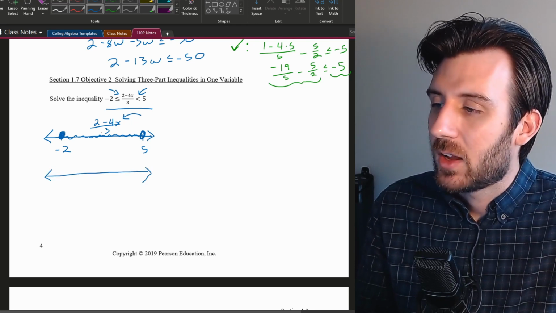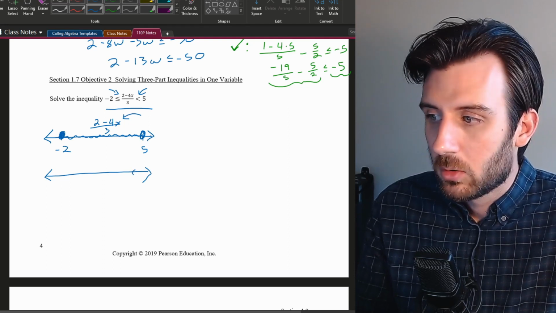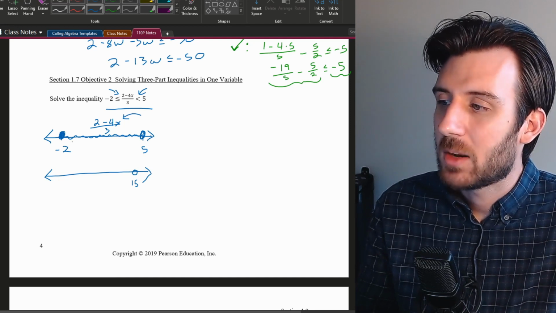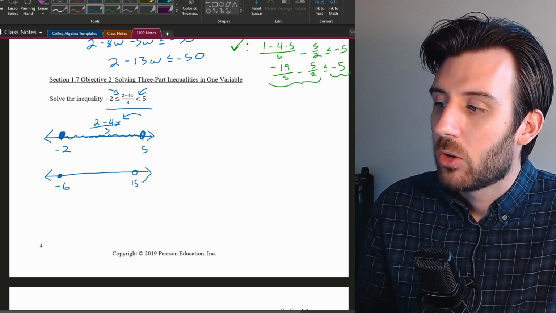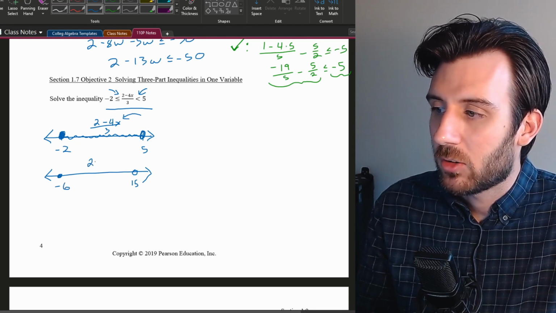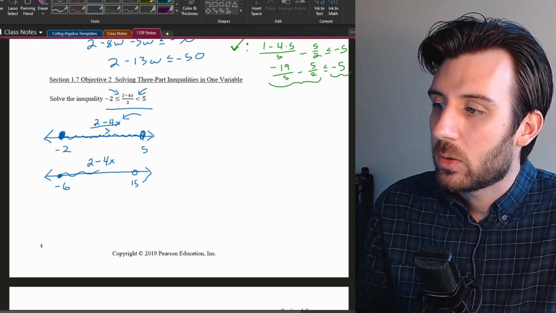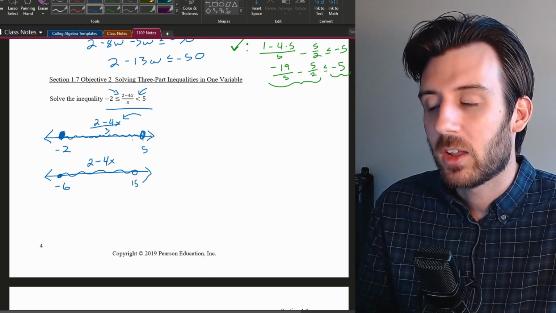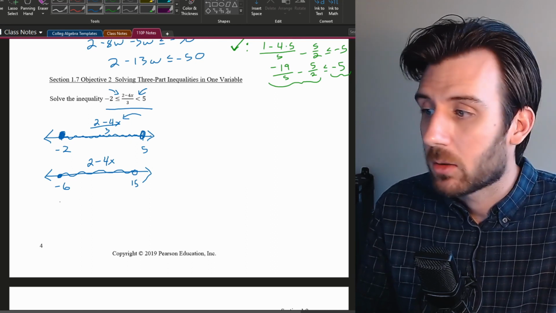What is a number that divided by 3 gets me 5? That would be 15. So my 5 transforms to 15. What number divided by 3 gets me -2? That would be -6. So I can say that the top part of the fraction, the numerator of the fraction, 2 minus 4x, would be all the numbers between -6 and 15. Because when I divide them by 3, I go up the chain to my original statement, and my original statement was true. Let's keep going.